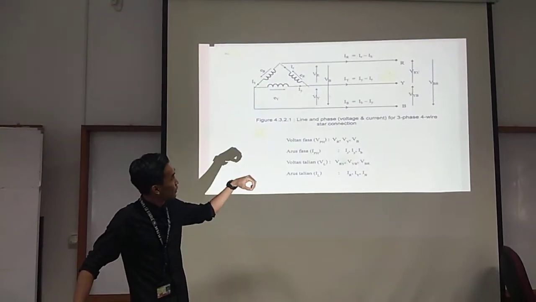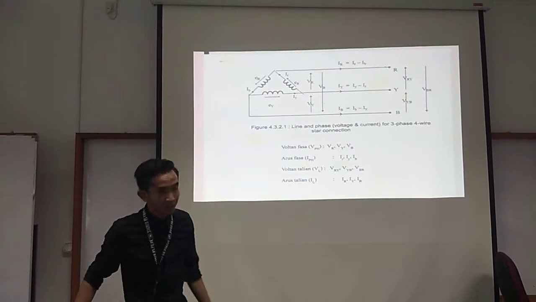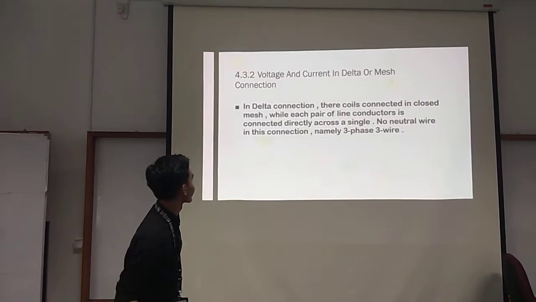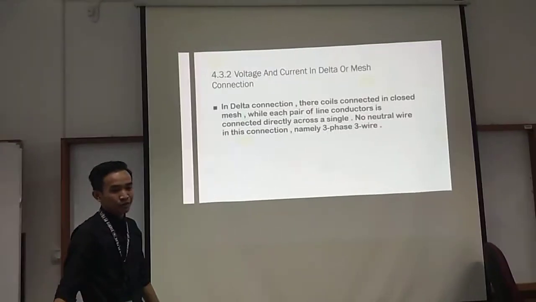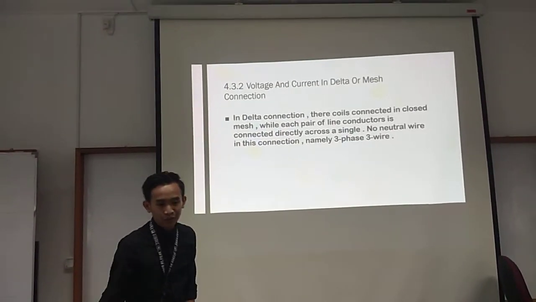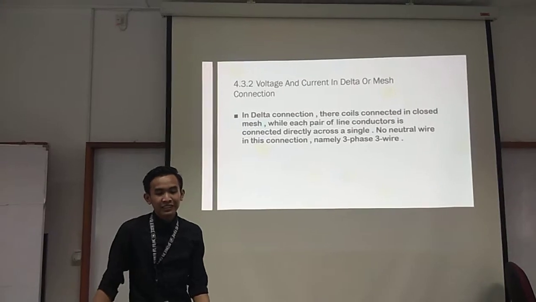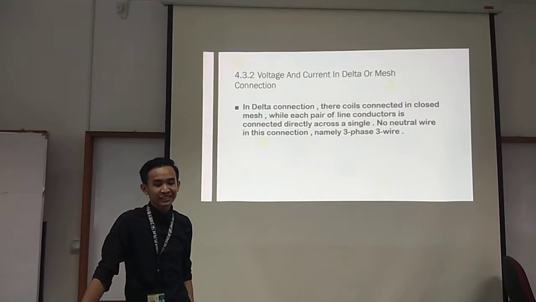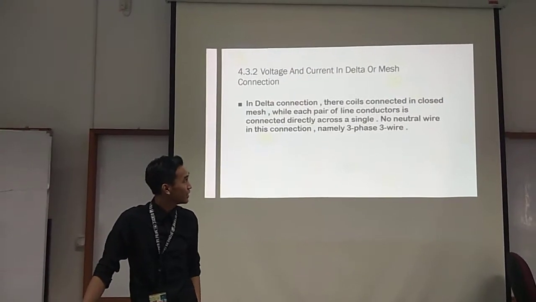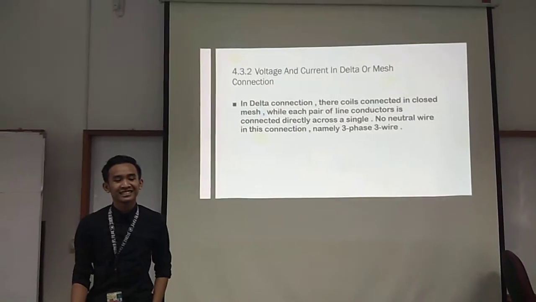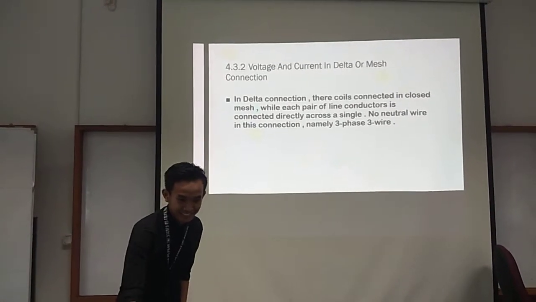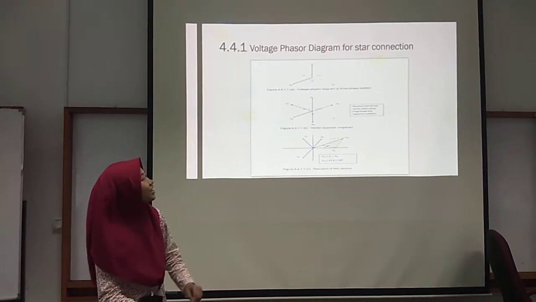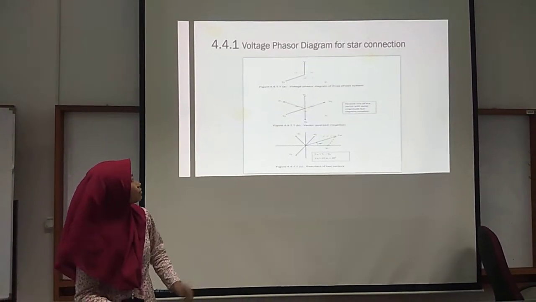This is line voltage and current for the three-phase 4-wire star connection. Voltage and current in delta or mesh connection. In delta connection, the three coils are connected in closed mesh, while each pair of line conductors is connected directly across a single coil. In this connection, namely the three-phase, three-wire. This is an example of a voltage phasor diagram for star connection.